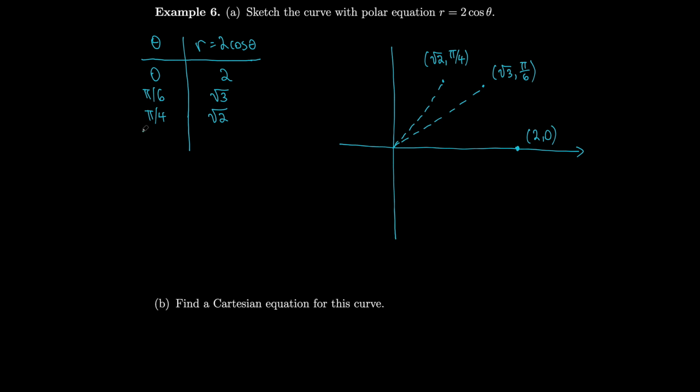We can keep going. But we go to pi over 3 for theta. We get 1. So we get a nice radius of 1. Let's say it's like that. Roughly. Put over there maybe. And this is the point 1, pi over 3. So maybe you could sort of see how this is going at this point. You might see what shape this is going to be. Pi over 2, 0 ends up with us right over here.